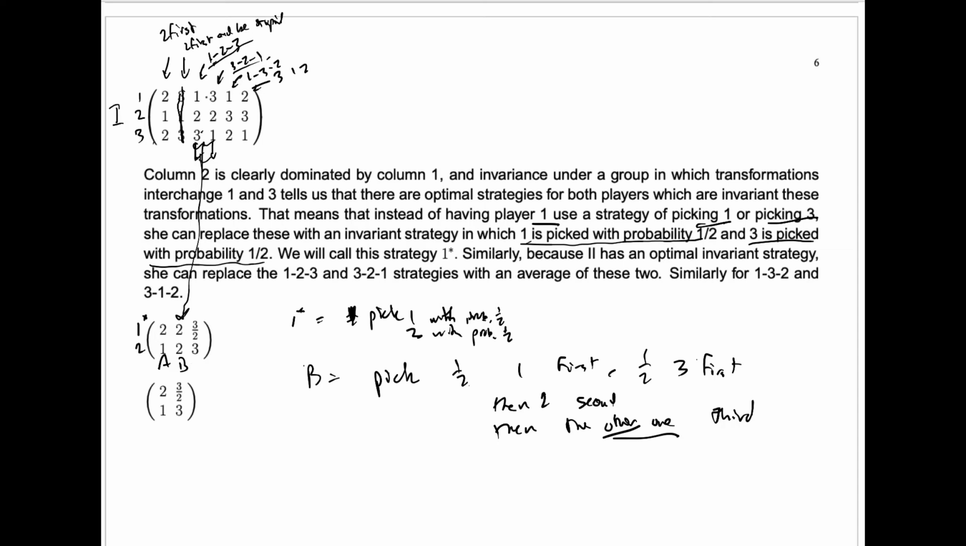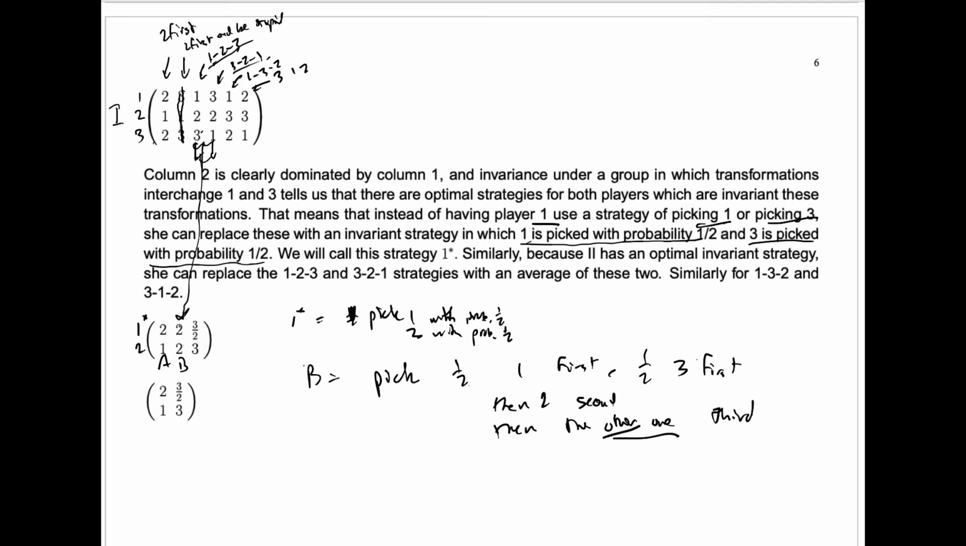And what are the payouts? Well, column B here represented an average of these two columns, and the average payout in these two columns was 2, 2, and 2. And then, of course, player 1 averaged the first and last one.